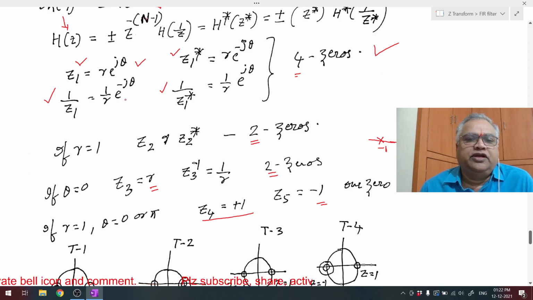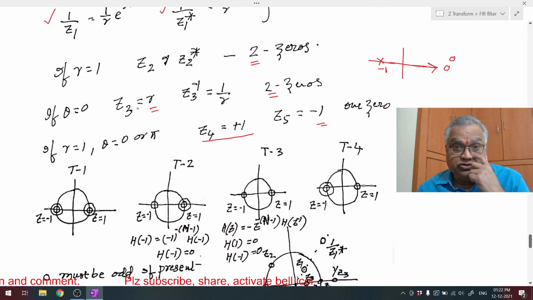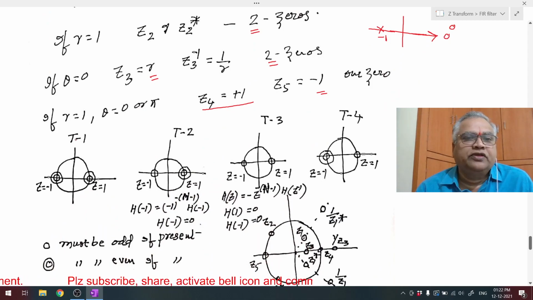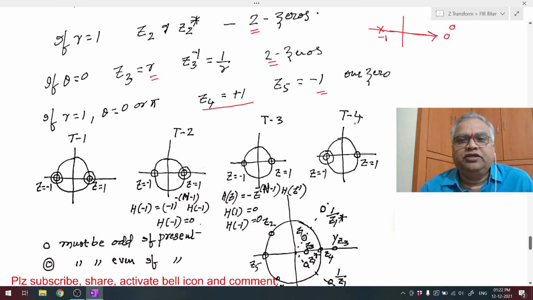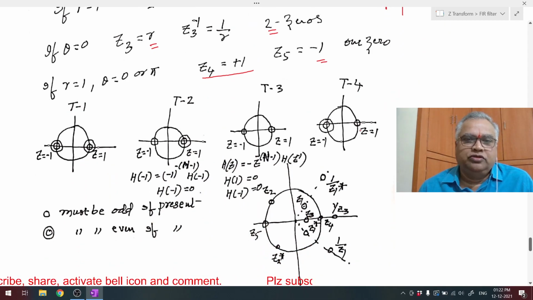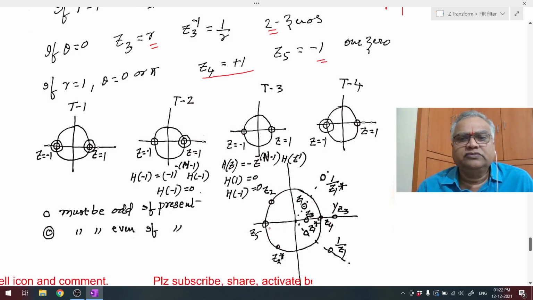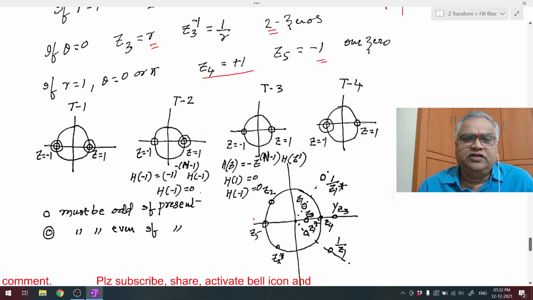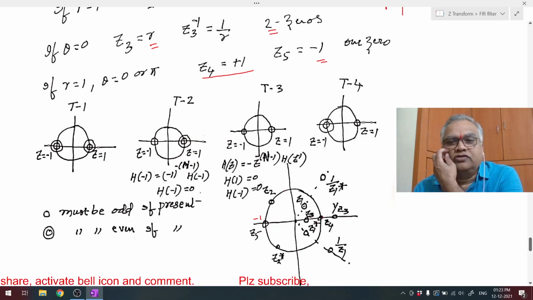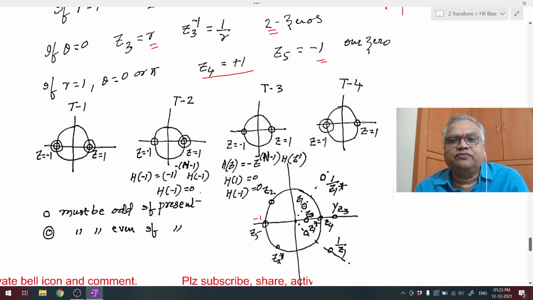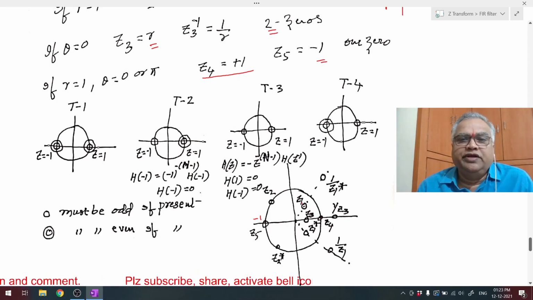So depending on the condition, this is how the zeros behave. So type 1, type 2, type 3, type 4 I have shown. Before that, you observe here. Under z5 only 1. Then z4 also 1. This z4 is plus 1, 1 zero. And z1: 1, 2, 3, 4. So z1 has 4.